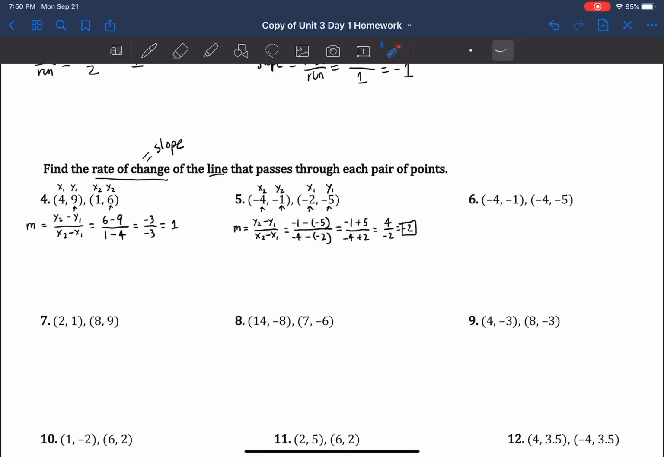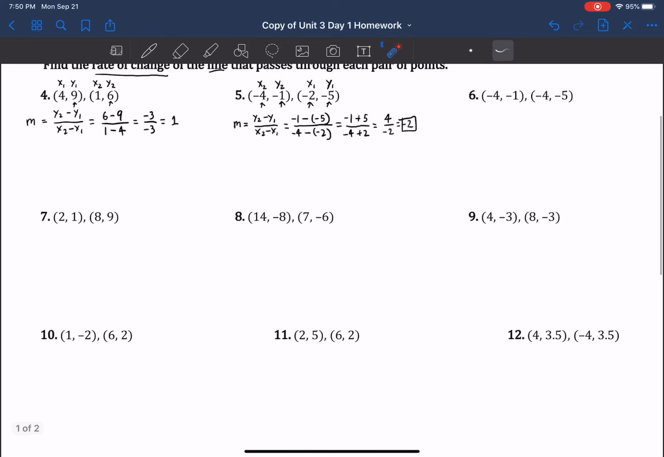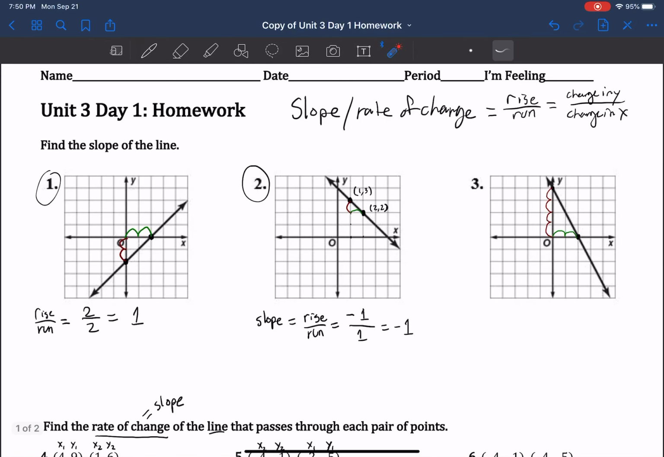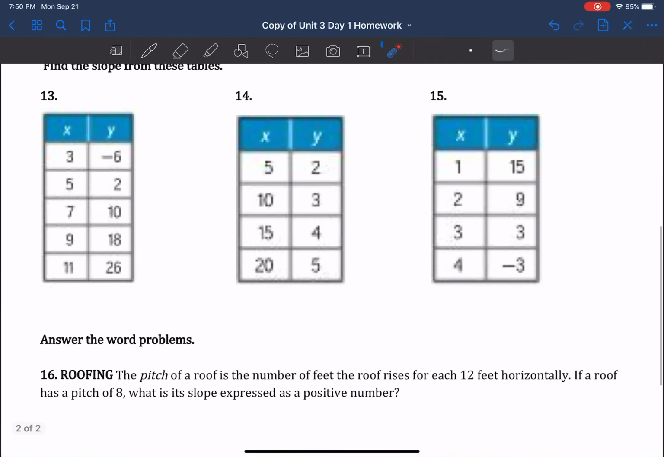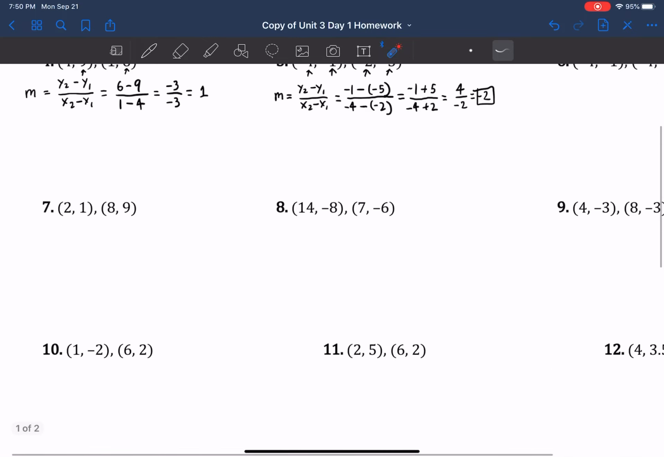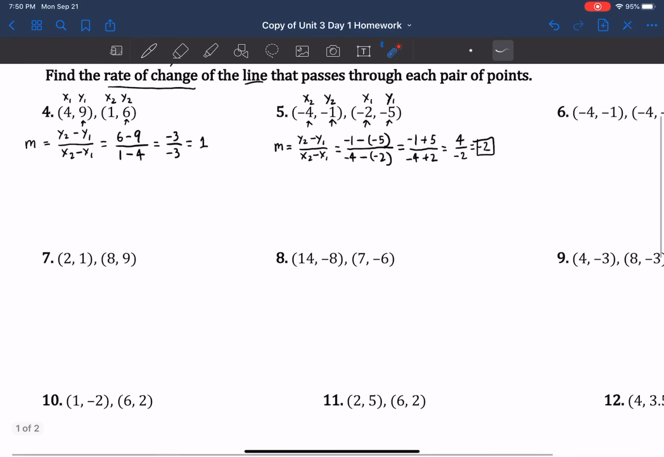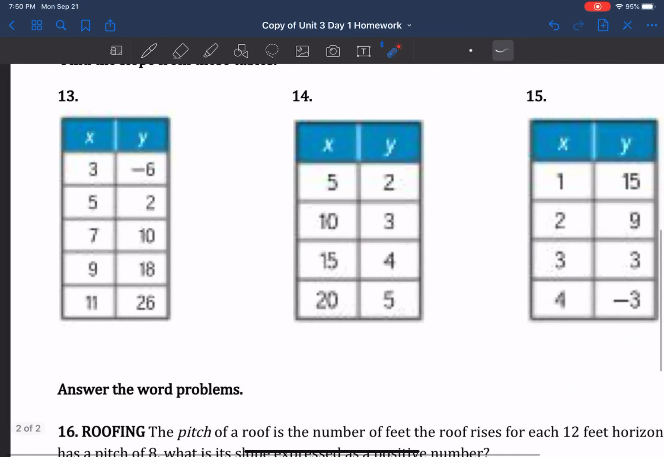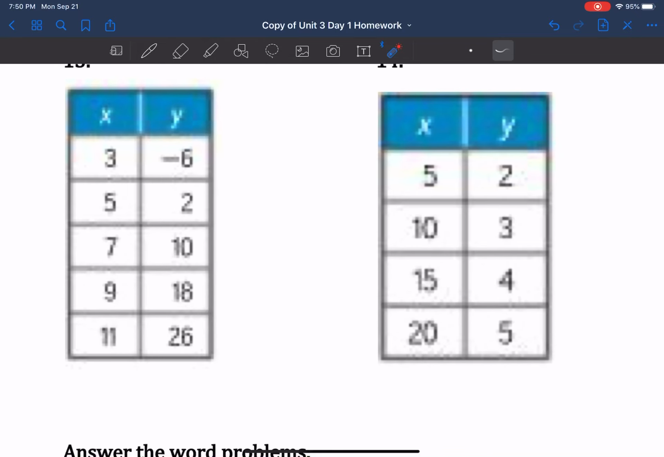Okay. So we use the slope formula for 4 through 12. We use rise over run for 1 through 3. And if we're given a table of values, so up here they gave us only 2 points that the line passes through. But in this table, they've given us so many different points that our line passes through. They've given us a point here, a point here, a point here, a point here, a point here. These are all ordered pairs. So 3, negative 6, 5, 2, 7, 10, 9, 18, and 11, 26.